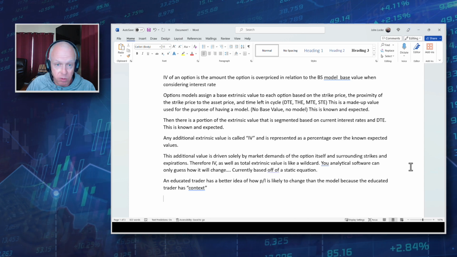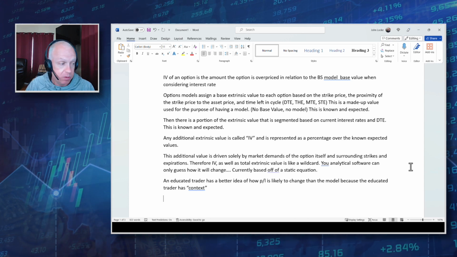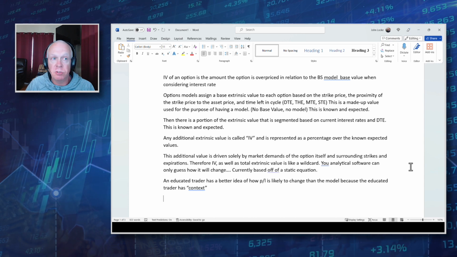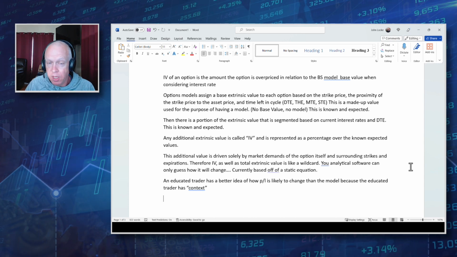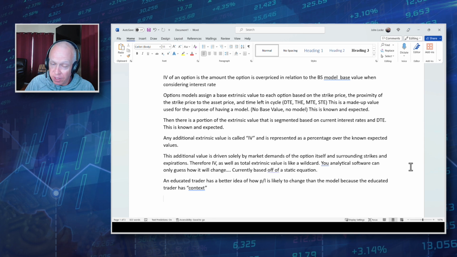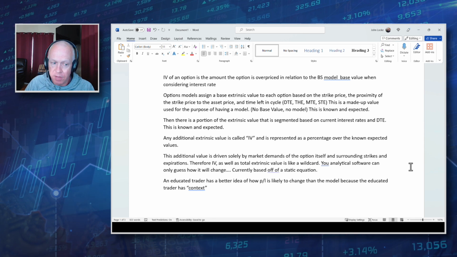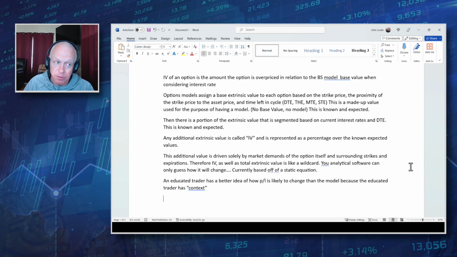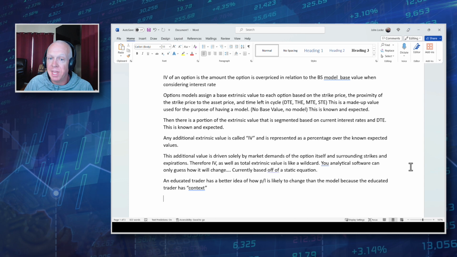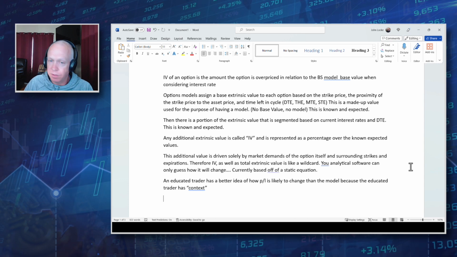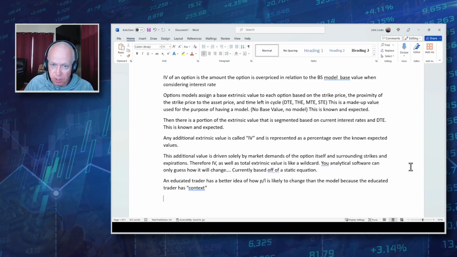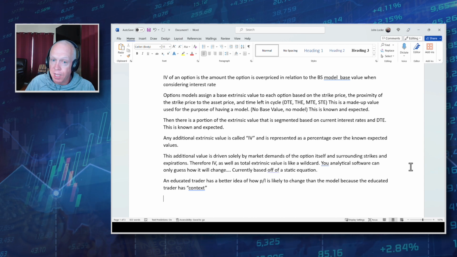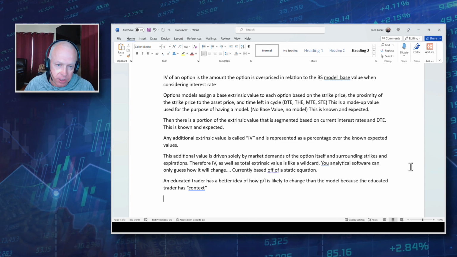And for those of you who don't know, every option has an intrinsic value if it's in the money. The intrinsic value is 0 if it's out of the money. And then it has an extrinsic value, or a value over its intrinsic value. Implied volatility has nothing to do with intrinsic value. It has everything to do with extrinsic value. It only concerns extrinsic value, what some people call time premium, which isn't very accurate.